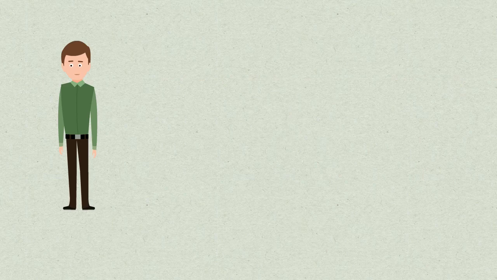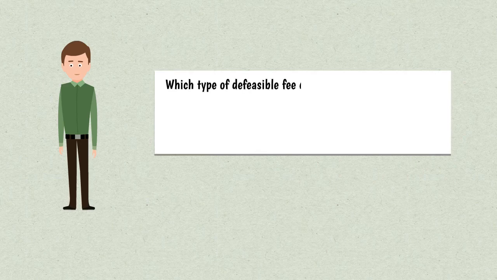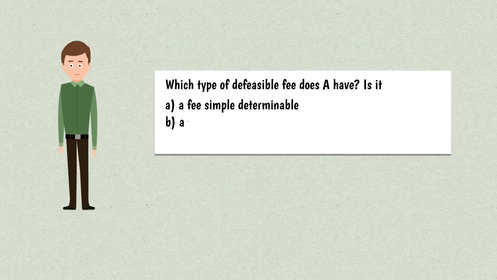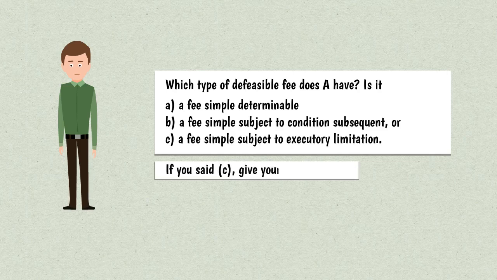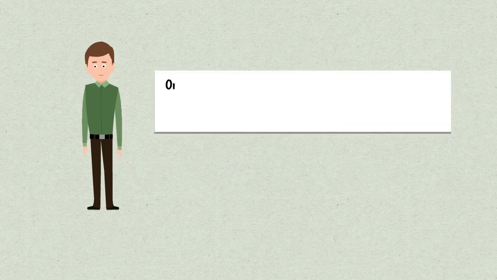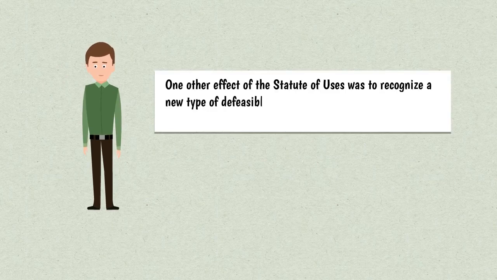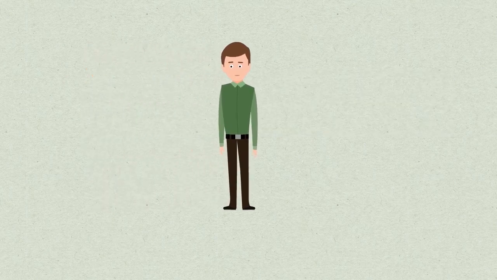By the way, just as a quick refresher of earlier material, which type of defeasible fee does A have? Is it A, a fee simple determinable, B, a fee simple subject to condition subsequent, or C, a fee simple subject to executory limitation? If you said C, give yourself a gold star. One other effect of the Statute of Uses was to recognize a new type of defeasible fee, the fee simple subject to executory limitation. Let's do a deeper dive into modern executory interests.